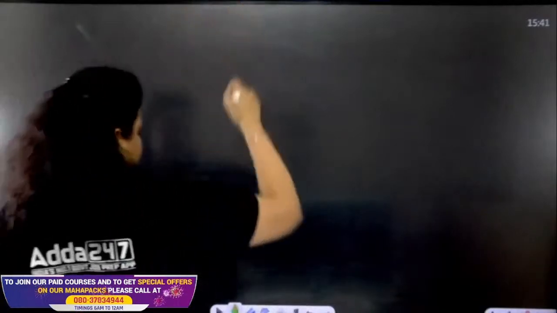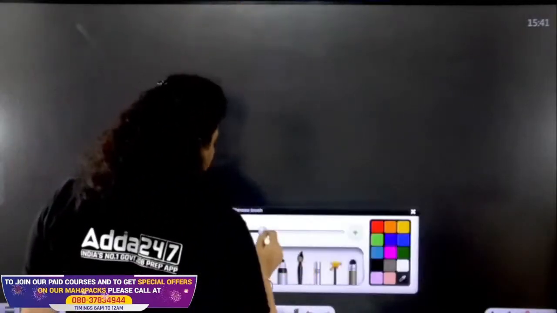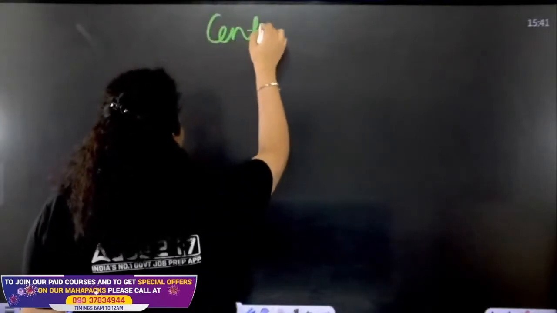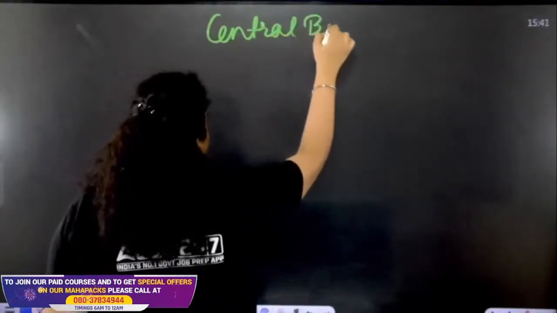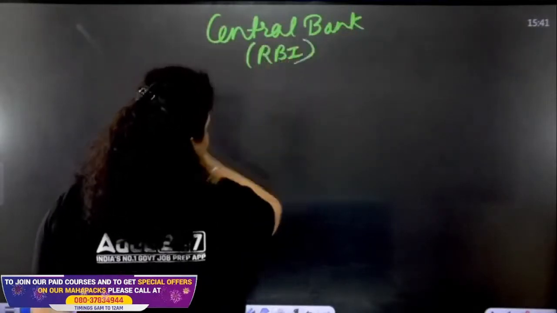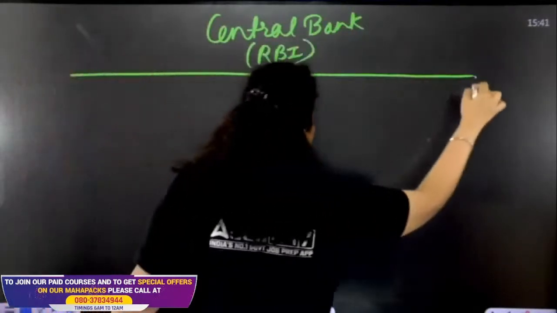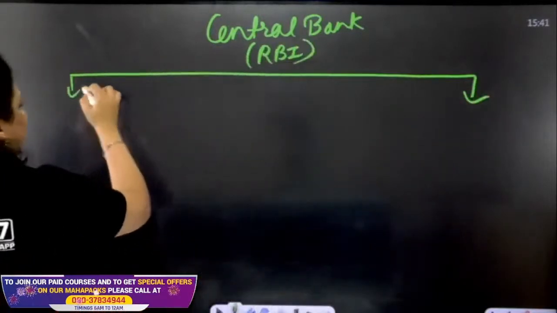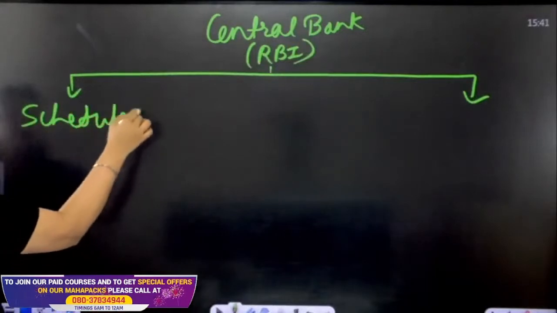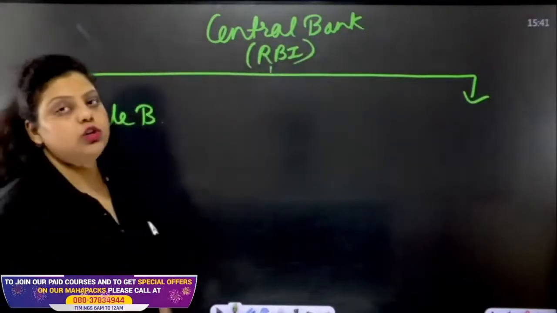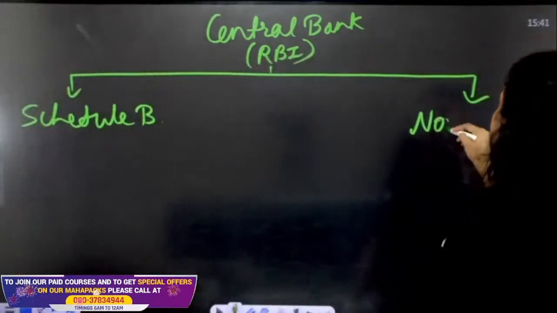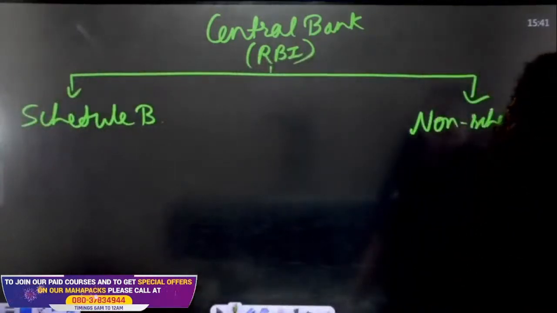And if I talk about the banks in India, first of all, we have the central bank of our country. Who is the central bank? The central bank of our country is the Reserve Bank of India. RBI has divided the banks in India into 2 categories. The first is scheduled banks: those banks which are listed in the second schedule of the RBI Act 1934. And the second category is non-scheduled banks.